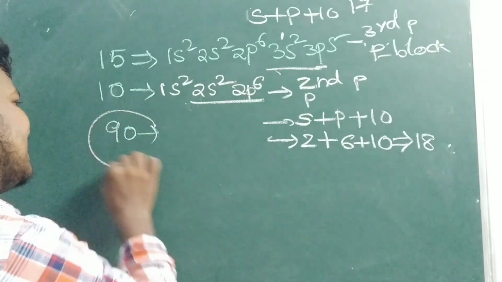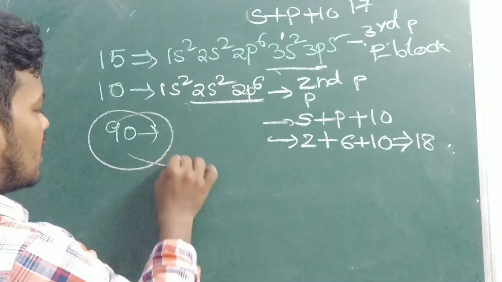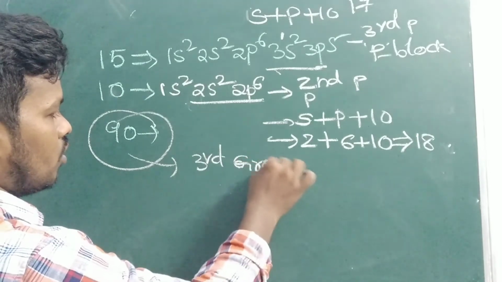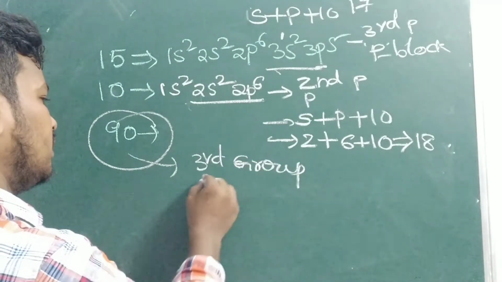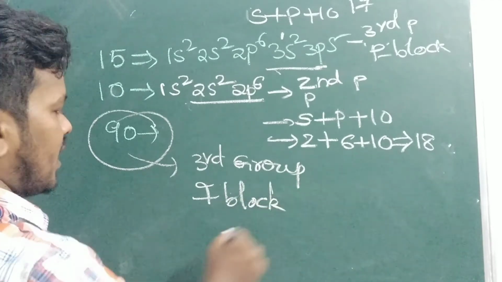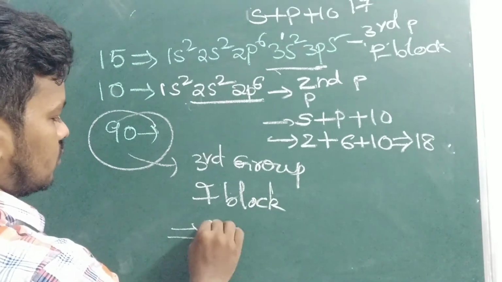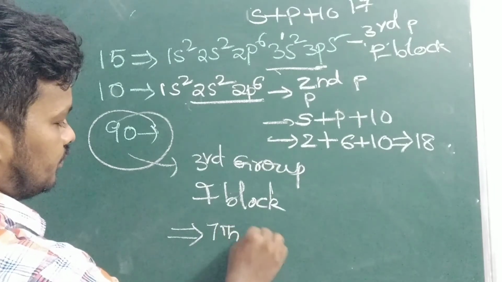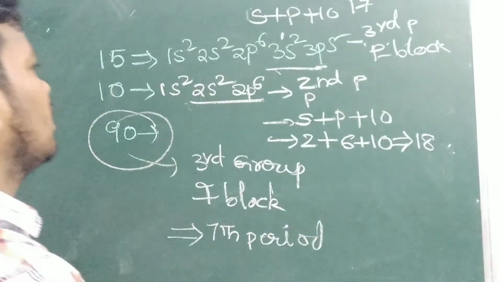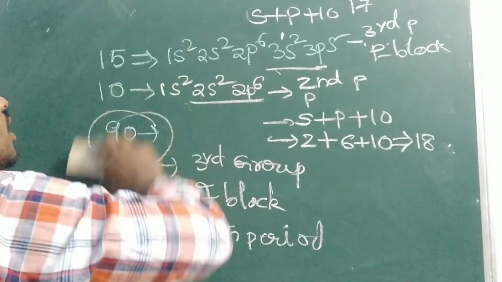So what about 90? I said that it belongs to the third group. It is an f block element, and it belongs to the 7th period. Already I have given the idea of how to do it for the f block element.